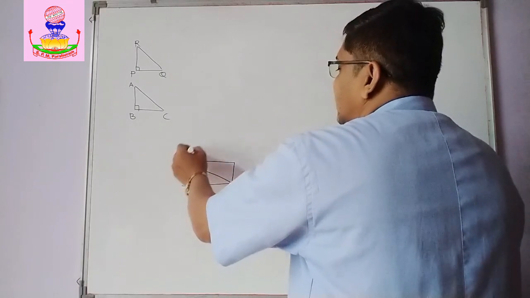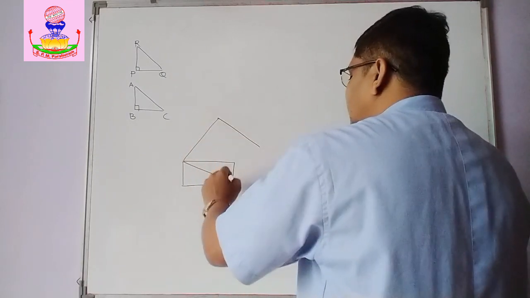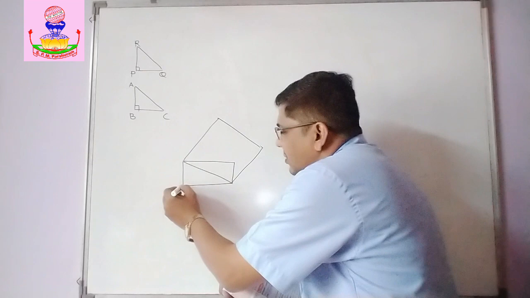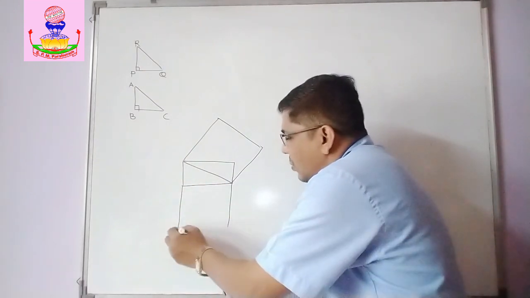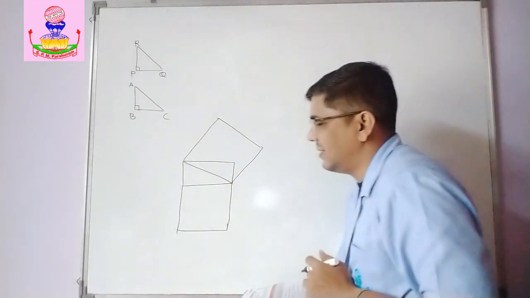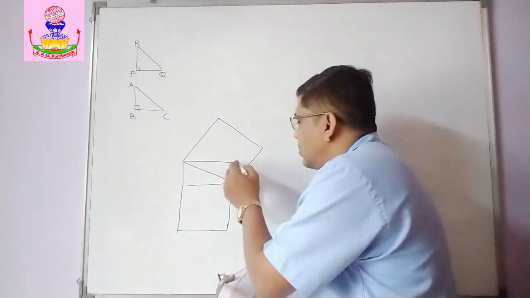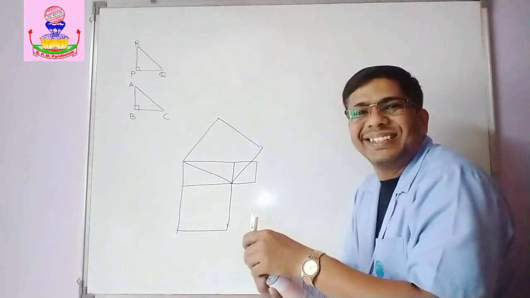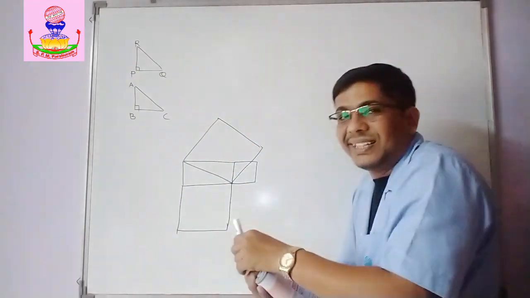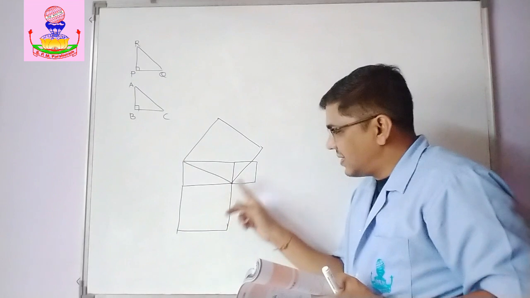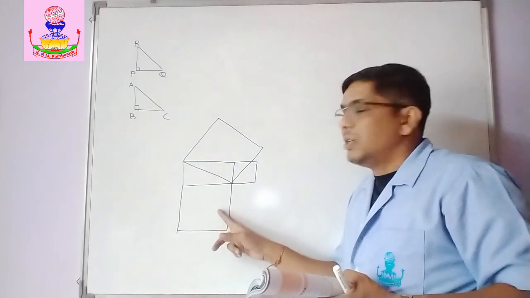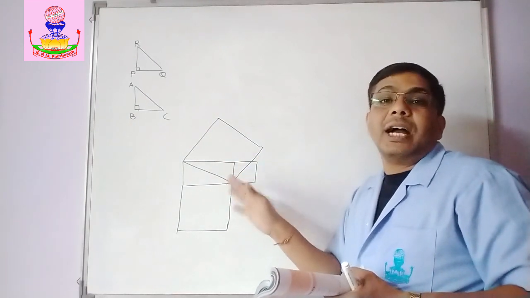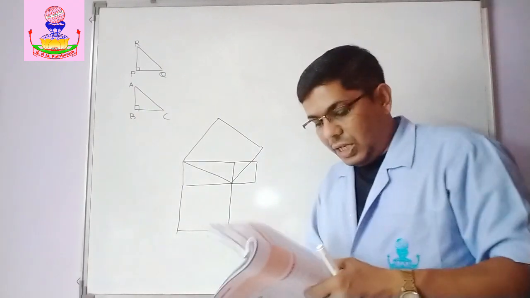Suppose the length of this diagonal is x, then draw a square whose side is x in this way. Then on the length, draw a square whose side is equal to length. And on the breadth, draw a square whose length is equal to the breadth. And now check the areas of this. See whether they are equal. Means sum of these areas should be equal to area of this. That is what Pythagorean property. I hope you will do this.